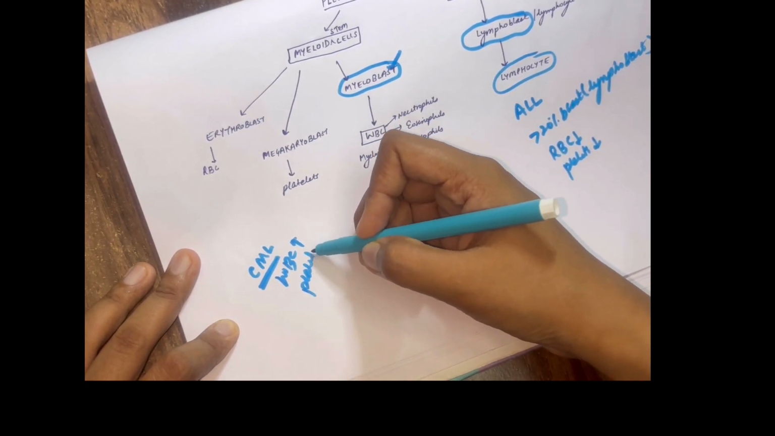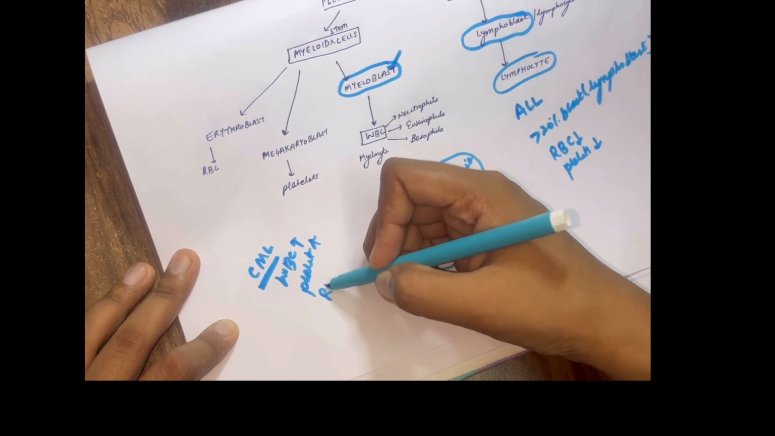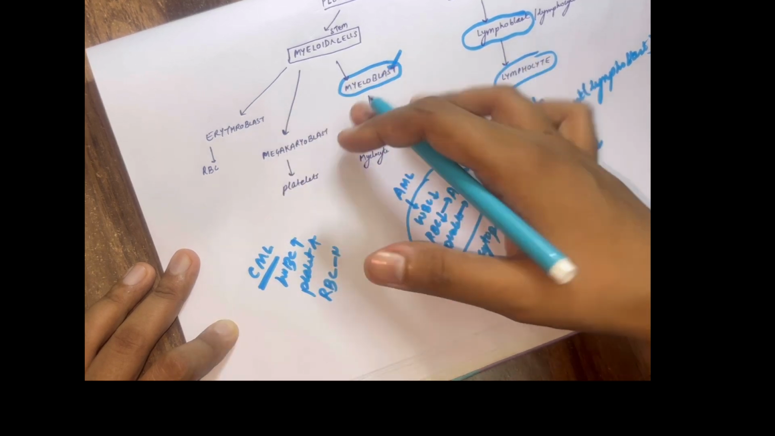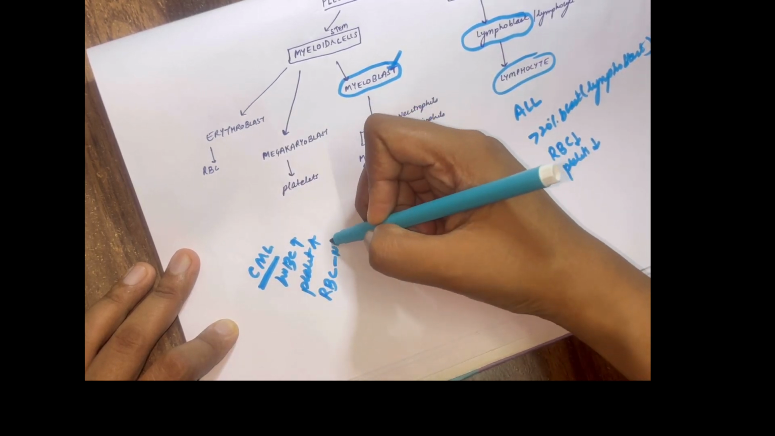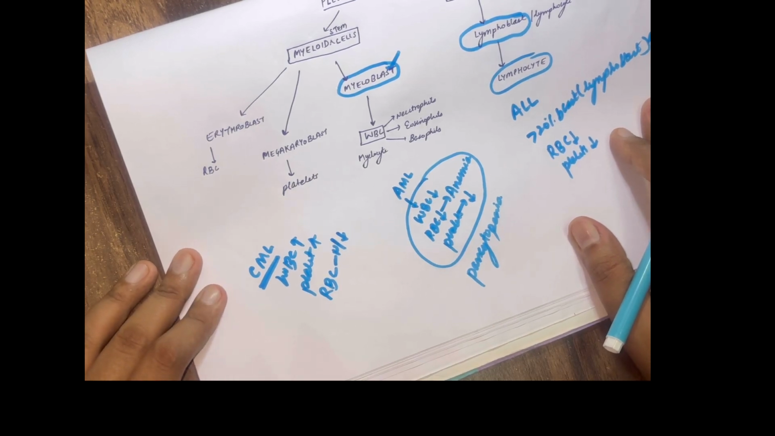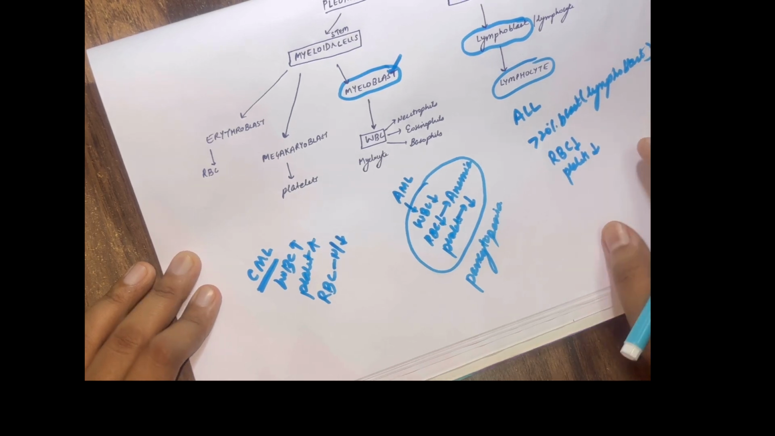Platelets are high. RBCs are maybe high or normal. The hemoglobin is maybe only reduced, it's not too much high in these cases, or not too much less either. It's almost neutral.